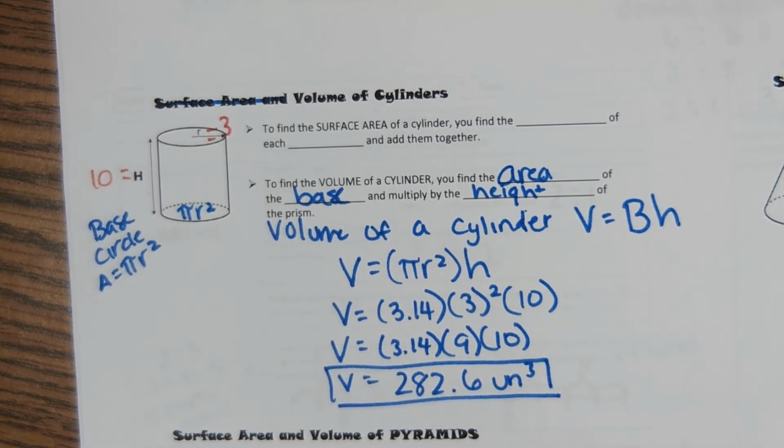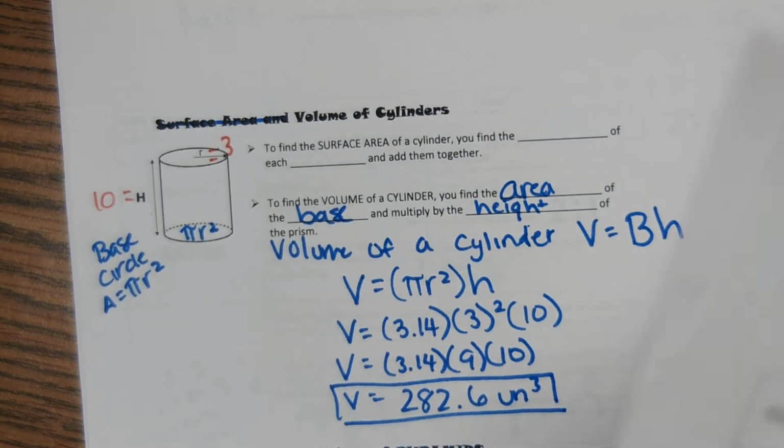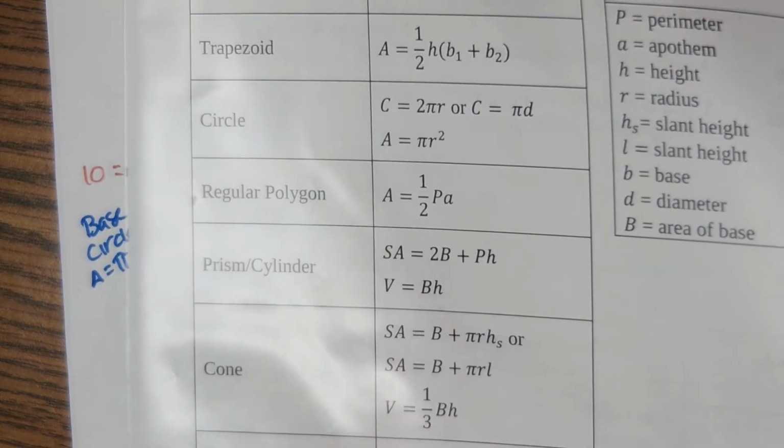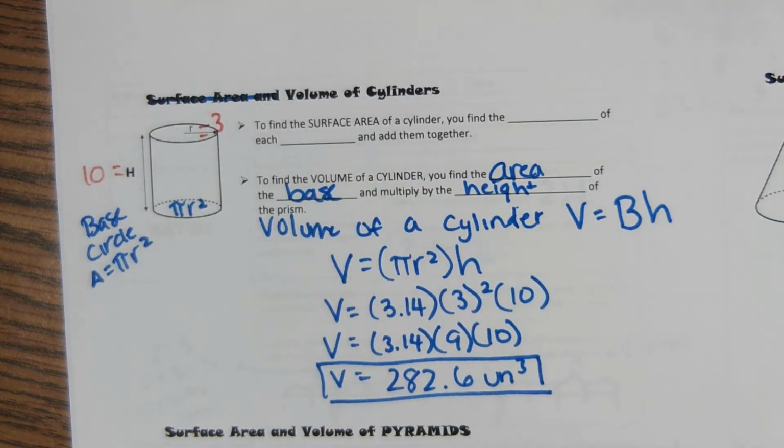Does it make sense? Where people really get stuck is, on the reference sheet, it just says V equals BH, and people think you can just multiply two numbers to get it, but you really have to solve for that area of the base, whatever that base is. And then my rings just fell off this one.